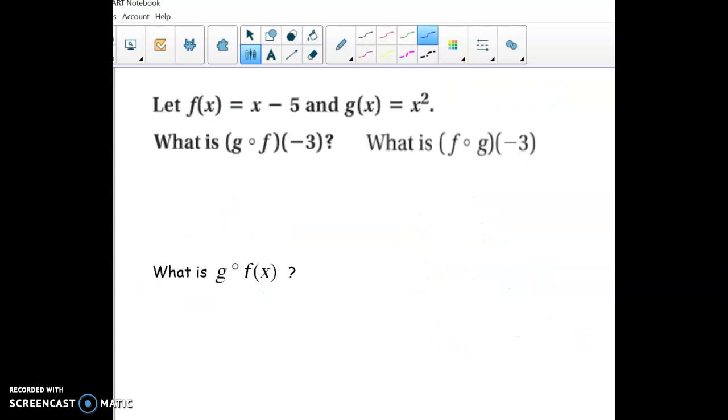All right. So this slide, if you can get this, we should be in pretty good shape. So see if you can make sense of these three questions here.